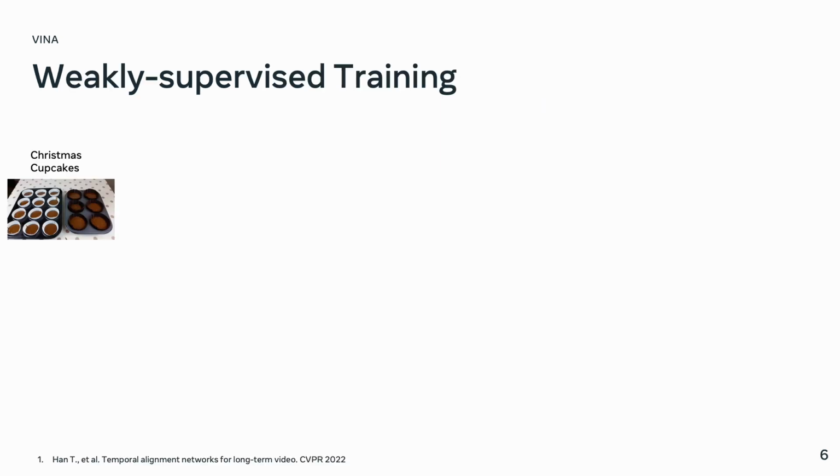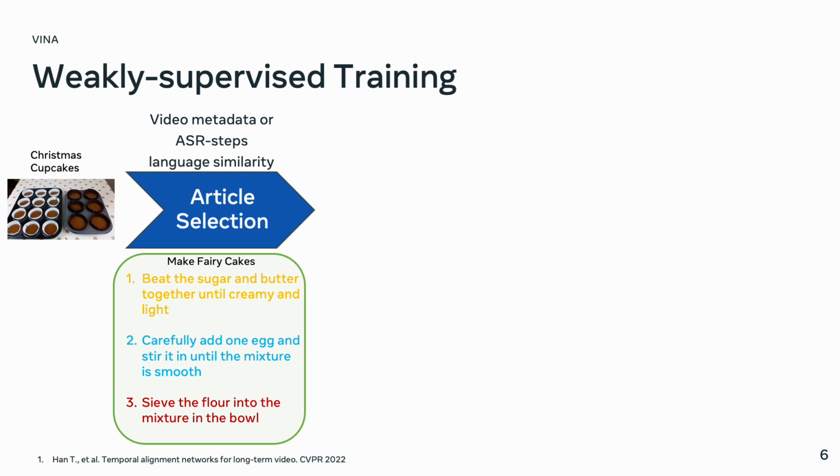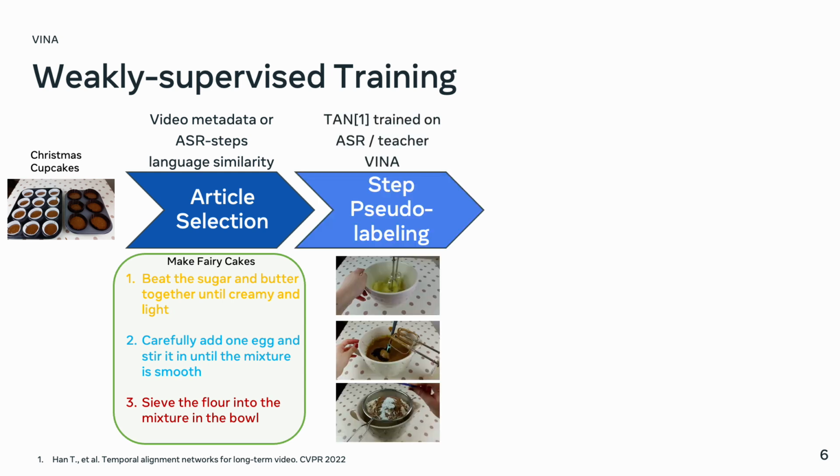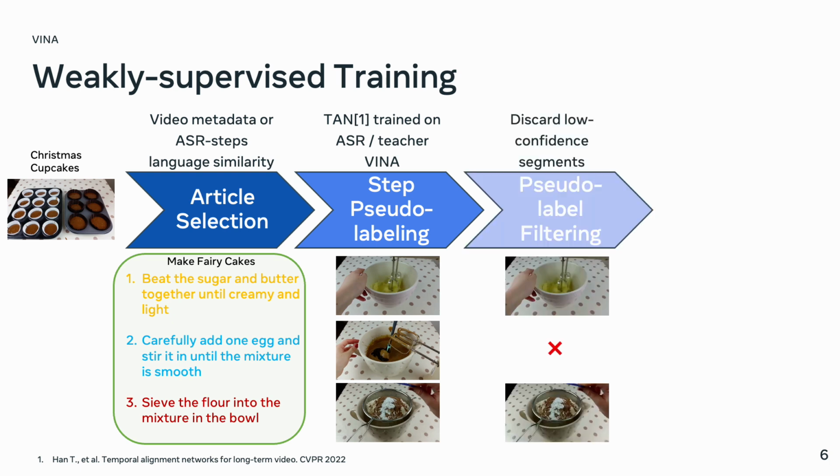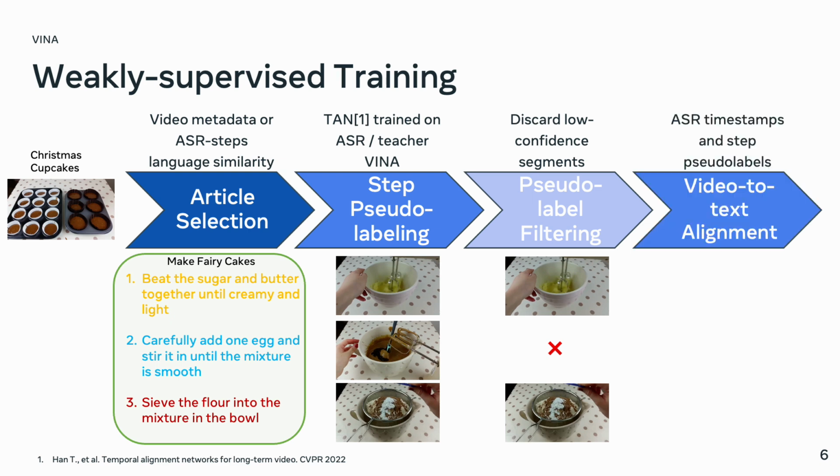We train our model using pseudo-labels. In particular, given a video, we automatically identify a relevant WikiHow article that might describe a slightly different recipe, and then we compute a temporal segment for each article step by using a video-to-text alignment module trained on ASR or our teacher VINA model. Since a lot of the steps are not visually groundable in the videos, we aggressively filter pseudo-labels with a high threshold.